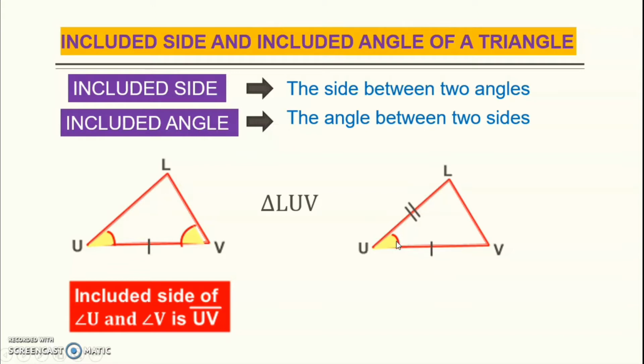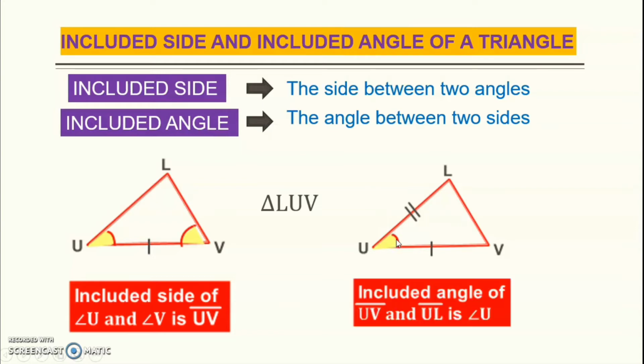Then, dito naman sa included angle, example na included angle natin. So, given yung isang angle, sa gitna siya ng dalawang side. Ito yung first side, ito yung second side, ito yung angle. Ito yung tinatawag na included angle natin. So, included angle of side UV and side UL is the angle U. Ito, angle U.